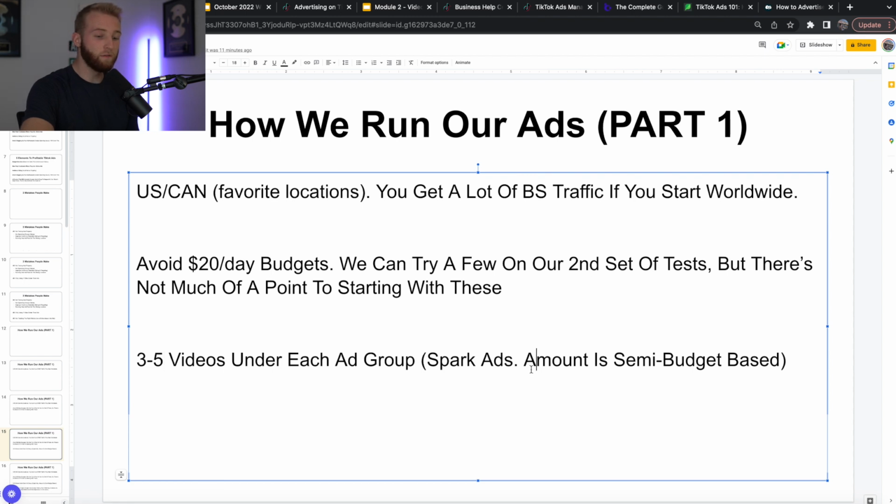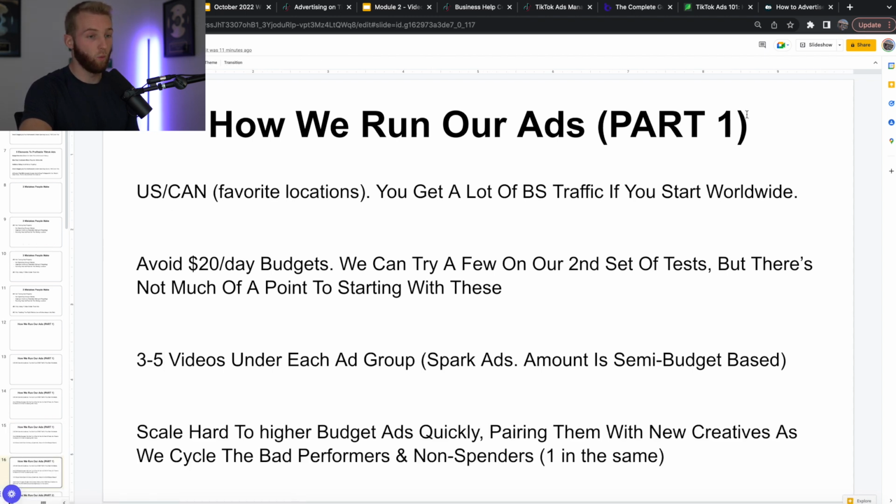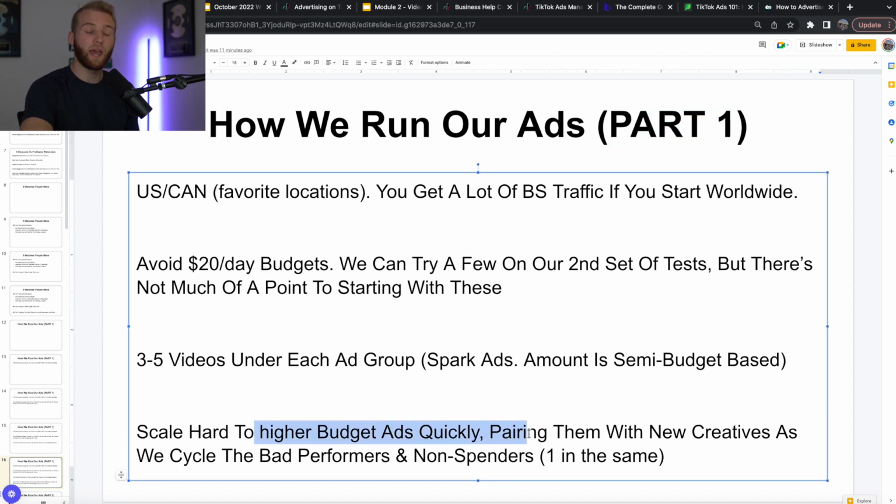Okay. And then finally here under how we run our ads under part 1, because there's a lot to this, we scale hard to higher budget ads quickly. And again, pairing them with new ad creatives as I cycle out the bad performers and the non-spenders.